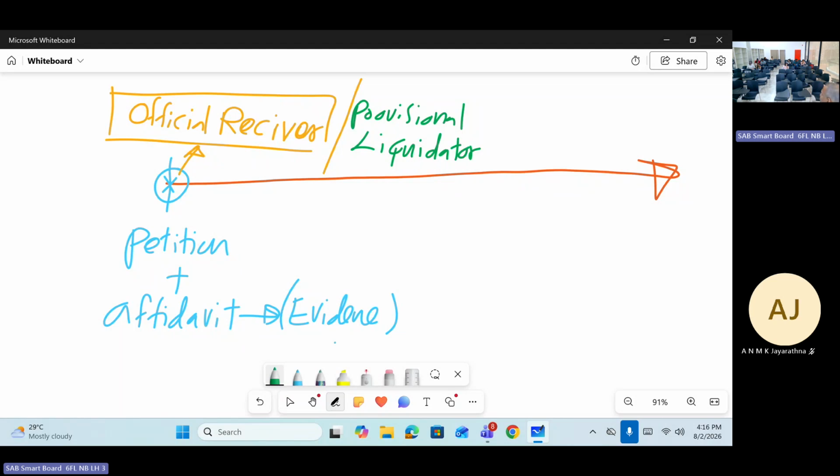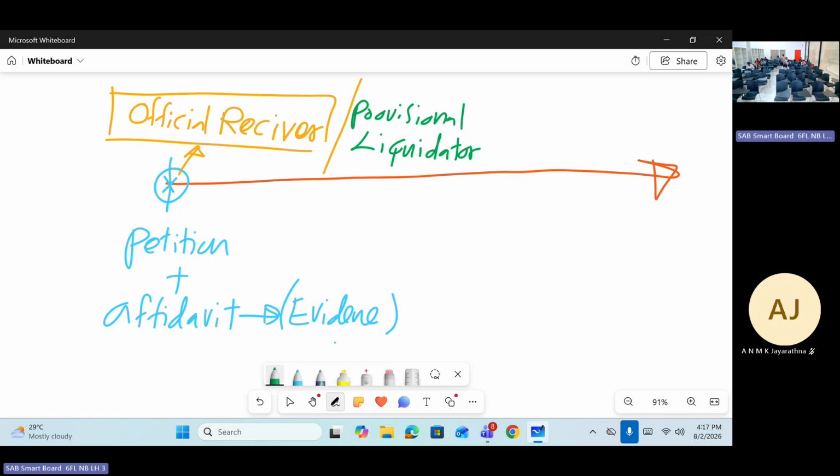Only the petition is filed. The court has to consider the evidence. Then thereafter, the court has to give a winding up order. So until the winding up order is given, in order to monitor the affairs of the company, the provisional liquidator is appointed. So that is the next officer, the next position that we can identify under this winding up.